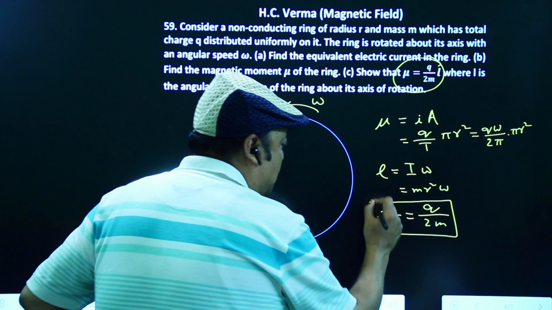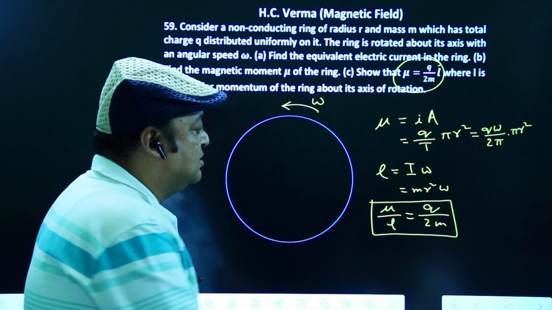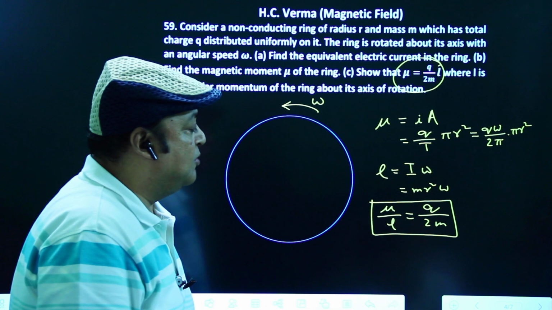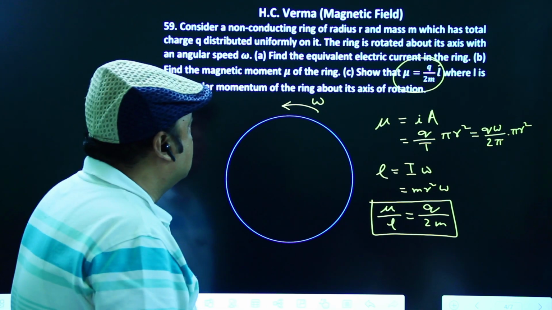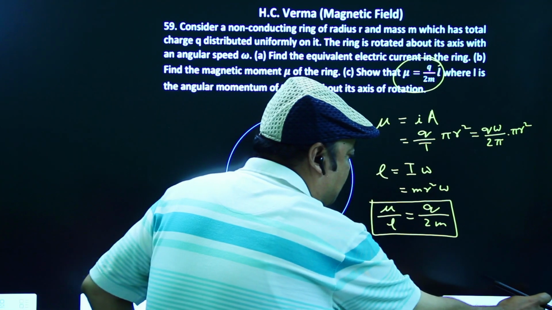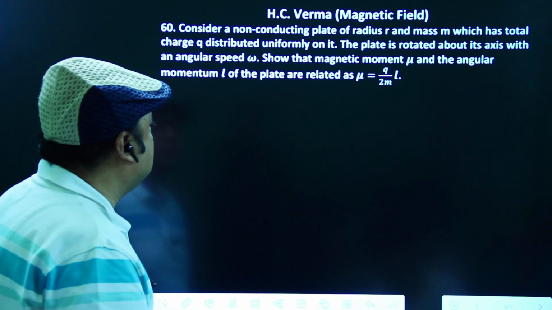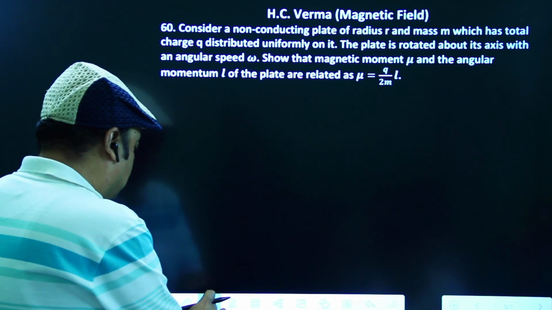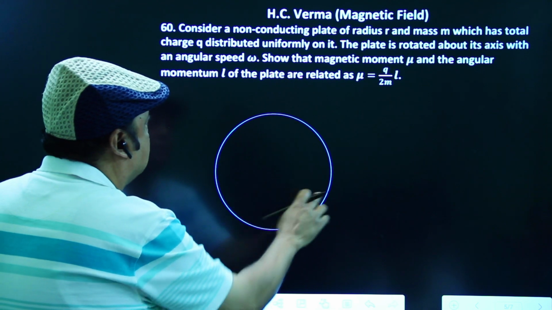This is pretty useful. In JEE, they might give you a relation and ask you to work out one of the unknown parameters. But it is useful to know the concept behind it. Okay. So we did it for a ring. Now this is sum number 50 from the magnetic field chapter. Sum number 60 has the same sum with a plate, a non-conducting plate.